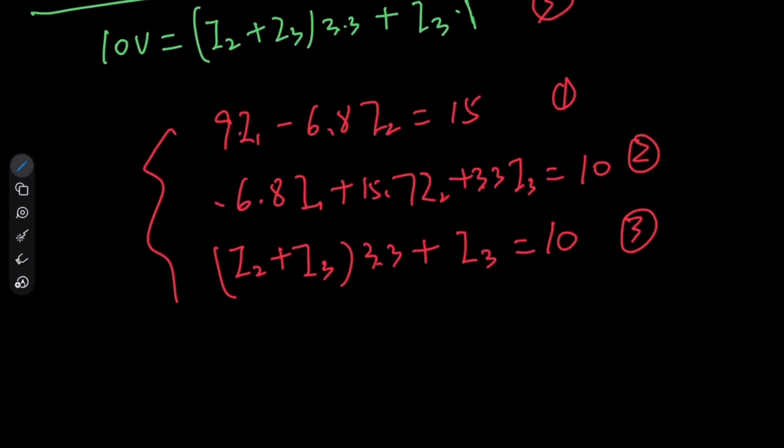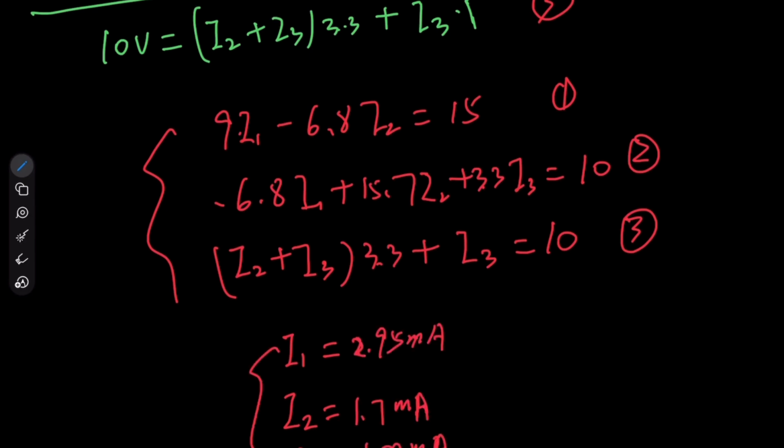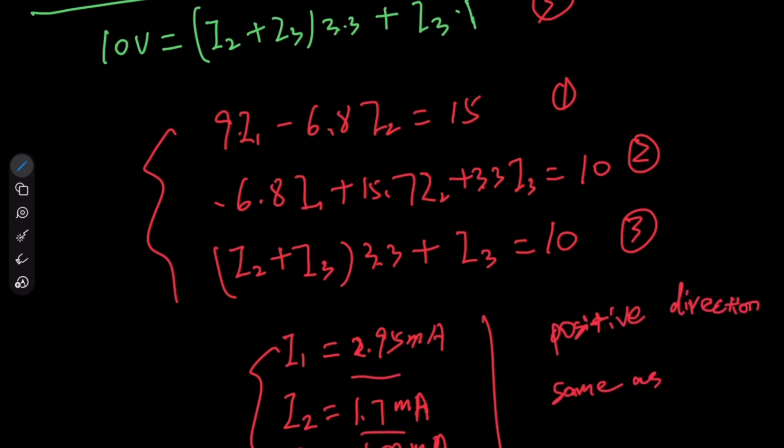Now we can solve for I1, I2, and I3. After we solve the equations, we get I1 equals 2.95 milliamps, I2 equals 1.7 milliamps, I3 equals 1.02 milliamps. Since we get all positive numbers, that means the positive direction is the same as predefined.